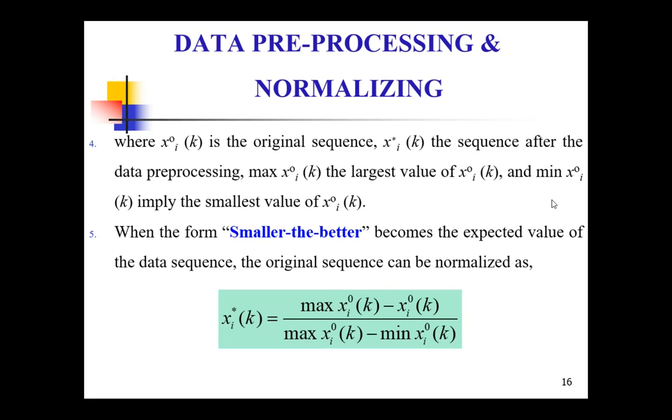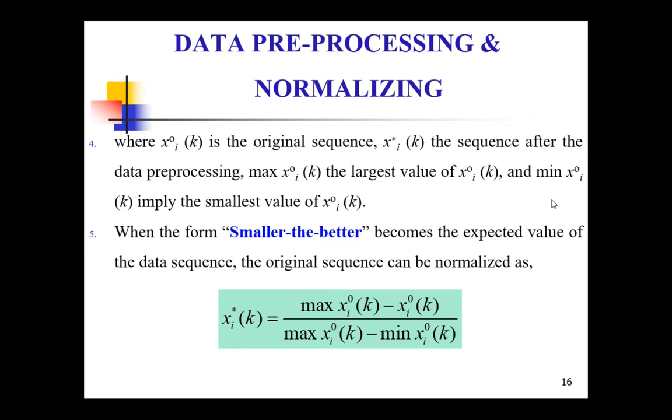So this is the raw data. Xi0(k) is the raw data, and xi*(k) is the normalized value. The maximum xi0(k) is the maximum of all the 9 numbers, and the minimum xi0(k) is the minimum of all the 9 numbers.